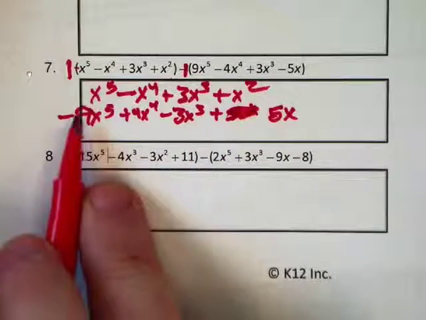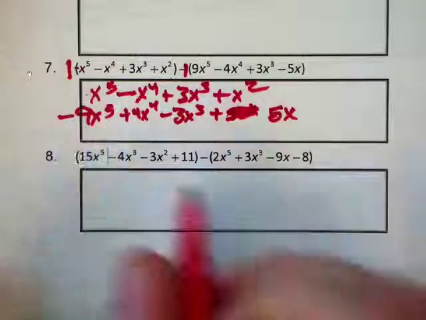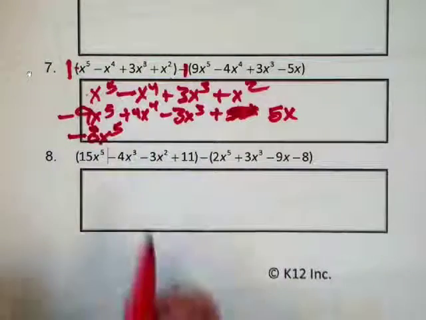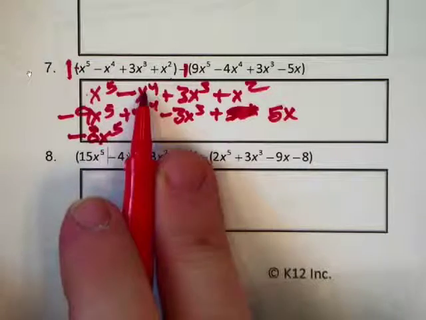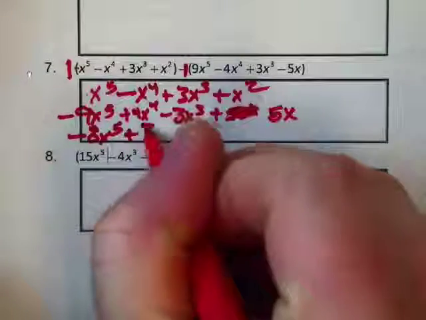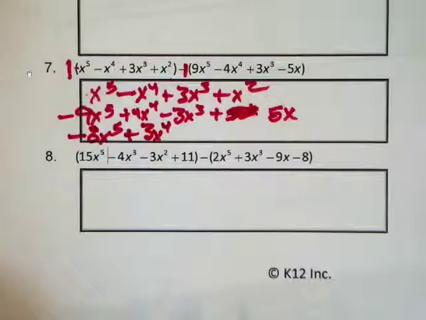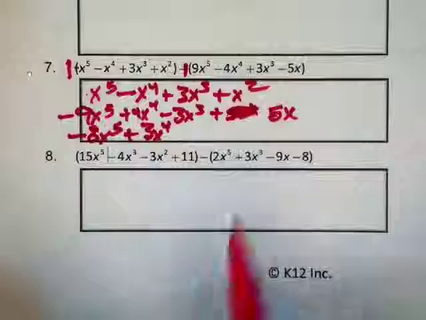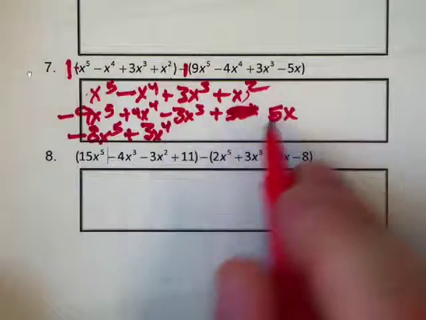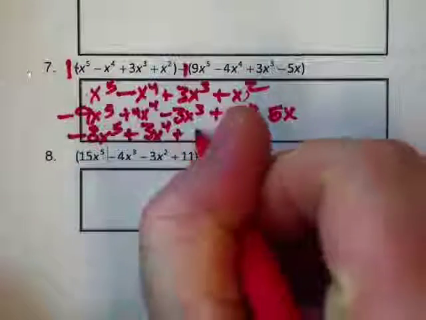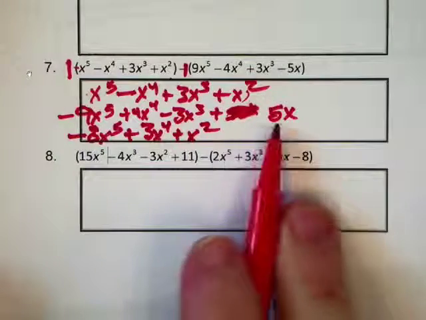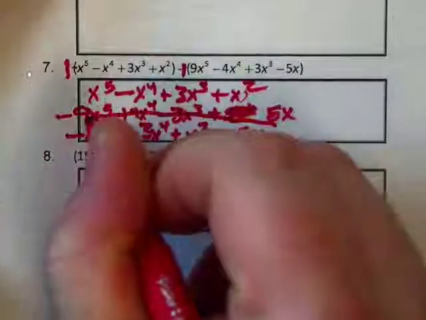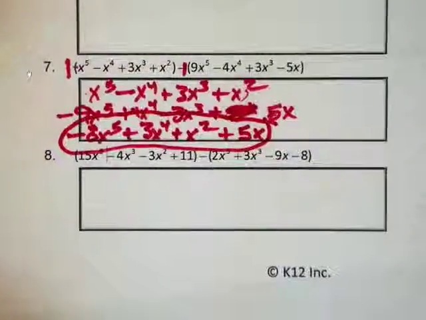So now we can combine them. If we have a positive x and a negative 9x, that gives us a negative 8x to the fifth. We have positive 4 and negative 1, that gives us a positive 3x to the fourth. We have positive 3 and negative 3, so that's just 0. Those cancel out. We have a positive x squared and 0, so positive x squared and a positive 5x. And that's the answer right there.